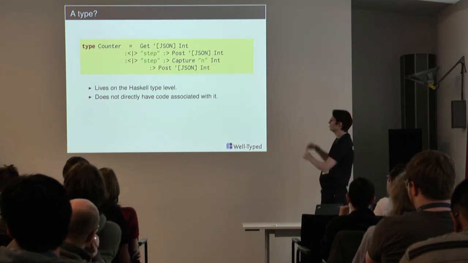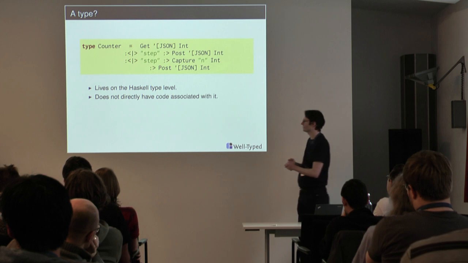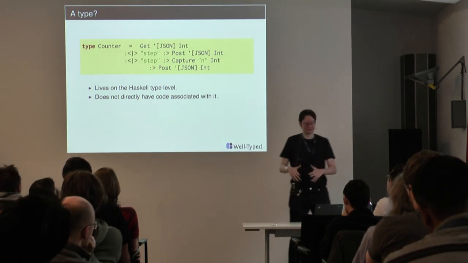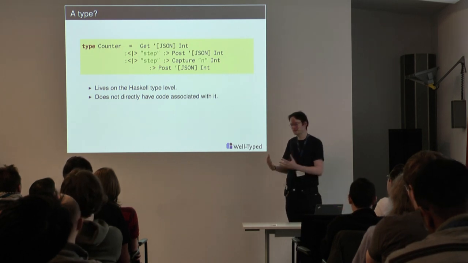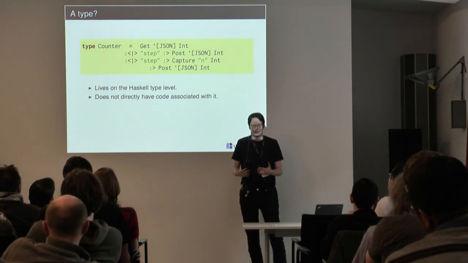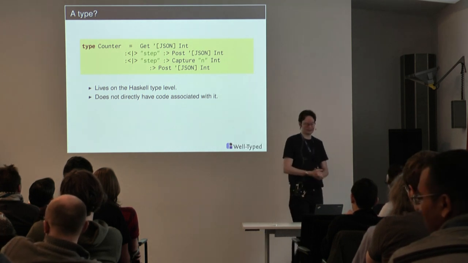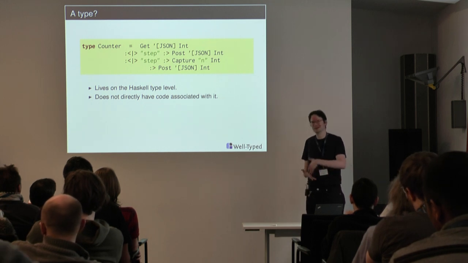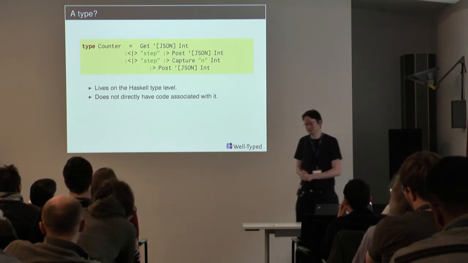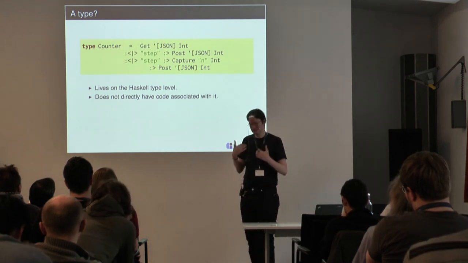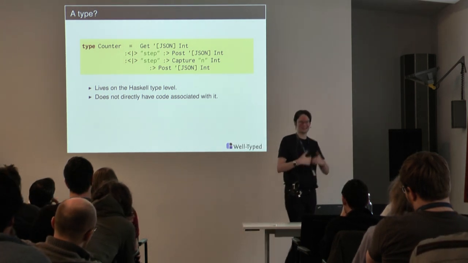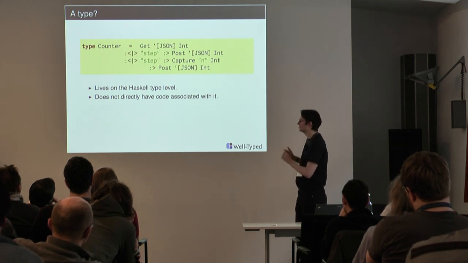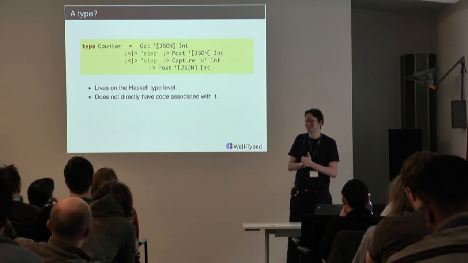Okay, so this is a type, but it's strange because it's a type that does not actually directly have code associated with it. It's not a type signature of a specific piece of code. It's a type that is purely there as a description that lives on the type level. And we're actually going to use it as a source of type level computation. So in Haskell these days, at least, I mean, when I say Haskell, I mean GHC, really. Not standard Haskell in any sense. Servant is using almost every type system extension that exists.